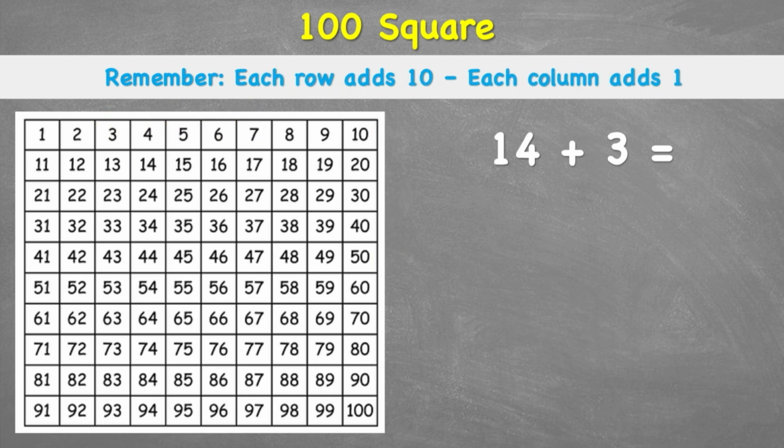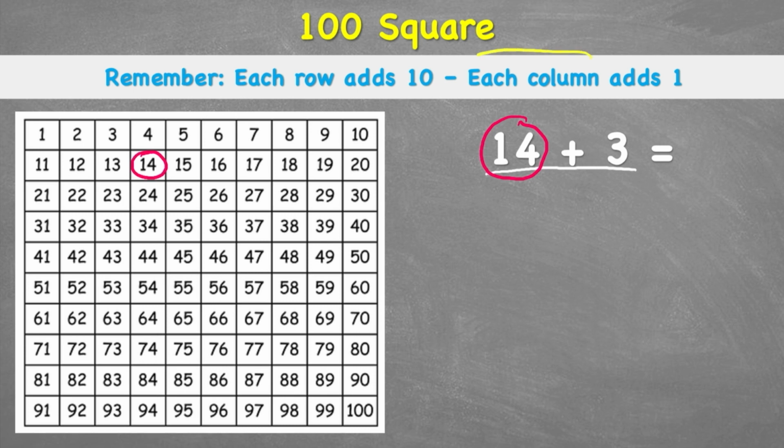So let's see how we can use this to answer a simple question like 14 plus 3. Well, the first thing we're going to want to do is find 14 on our 100 square. We can see it right there. And then we're adding 3.